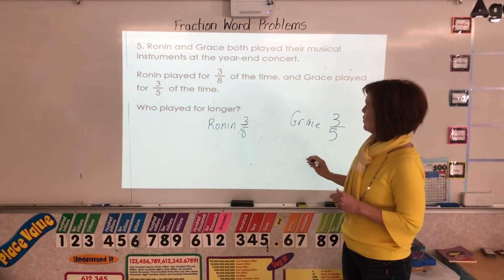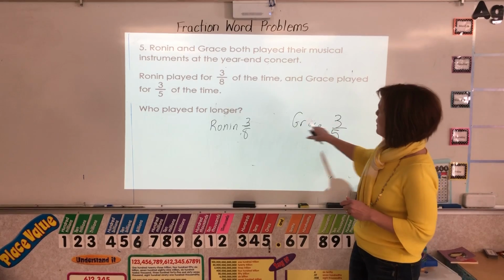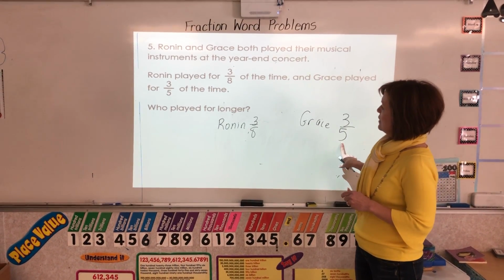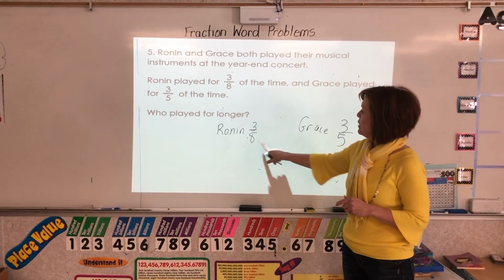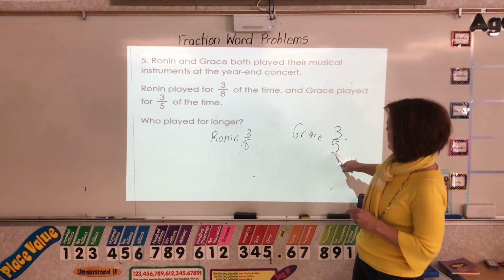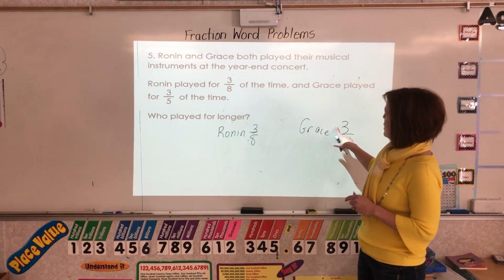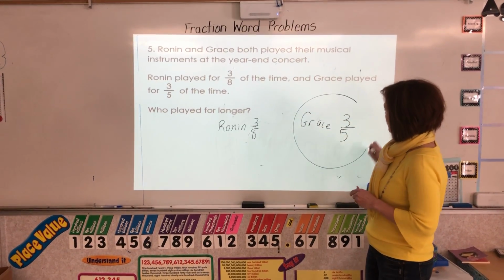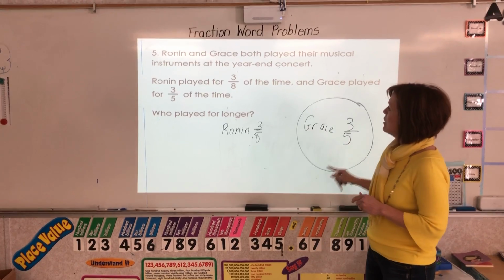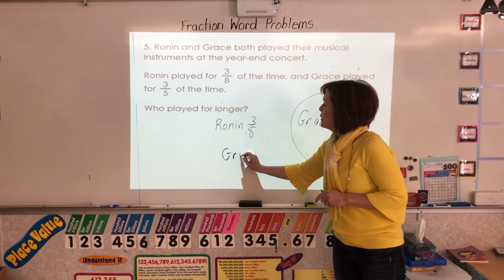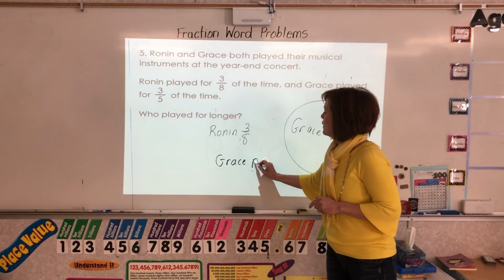This is an excellent question. This time the numerator is the same, but the denominator is different. This is from our lesson 2 days ago. This has bigger parts on the bottom. They both have 3 on the top, so this one must be larger. 3/5 is more. Who played for longer? Grace played for longer.